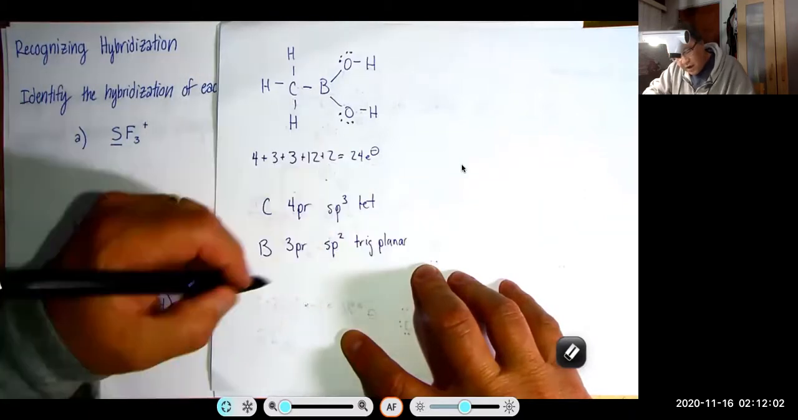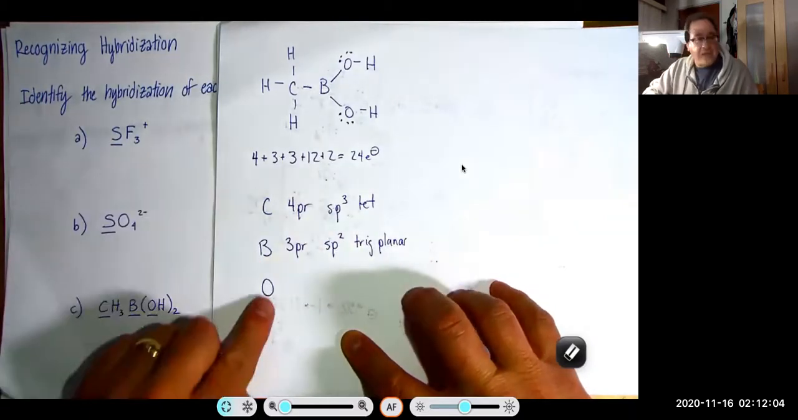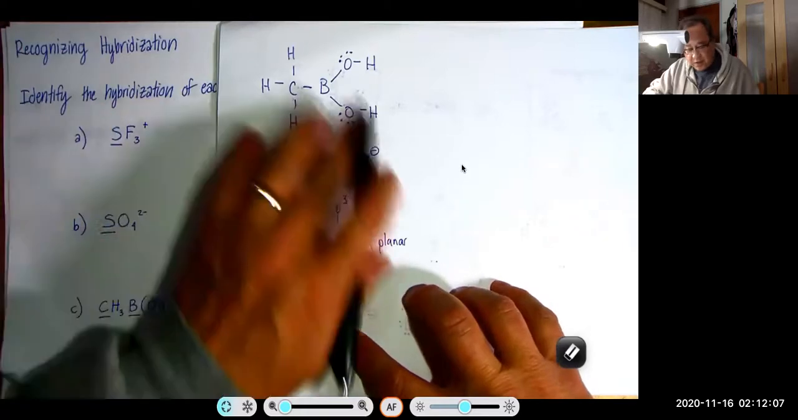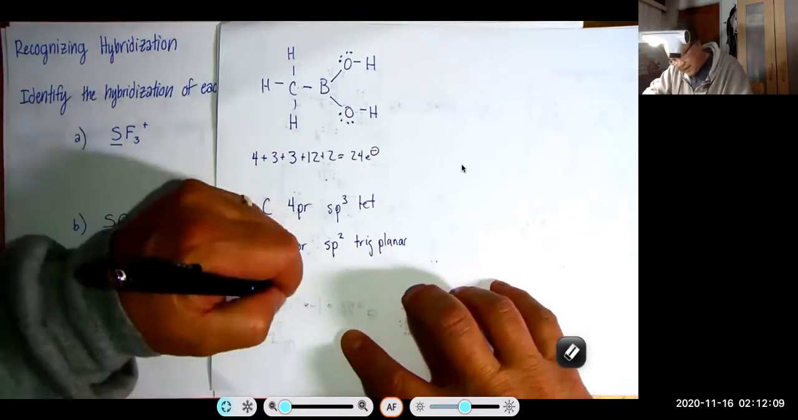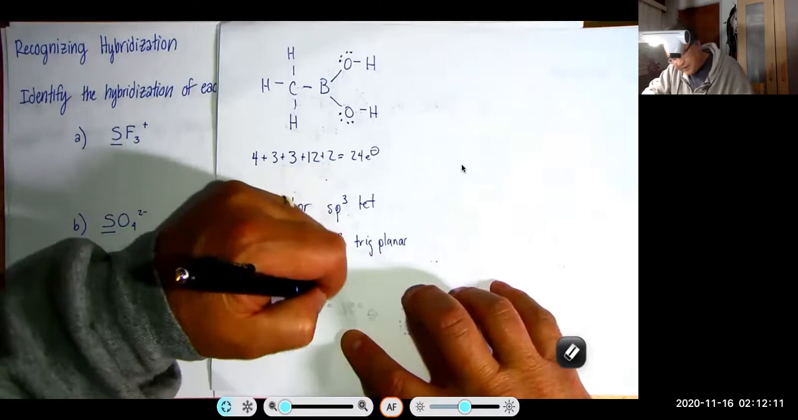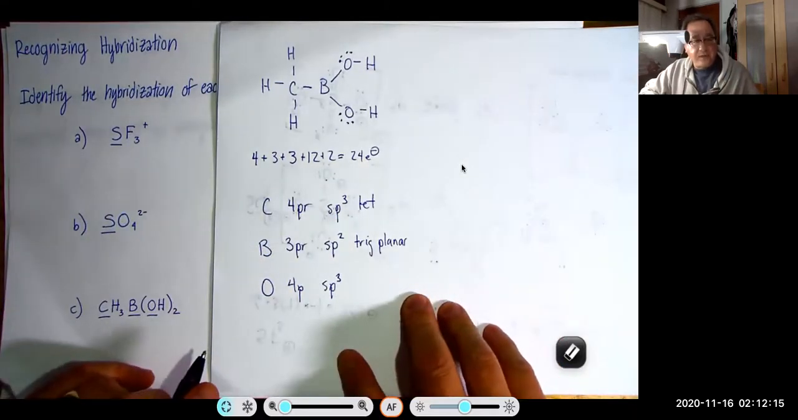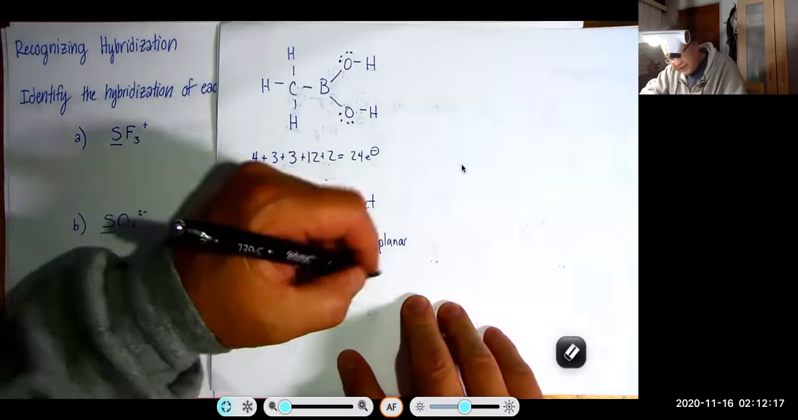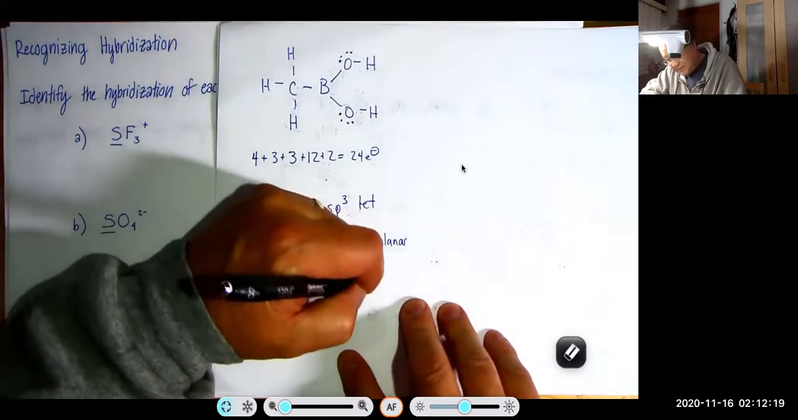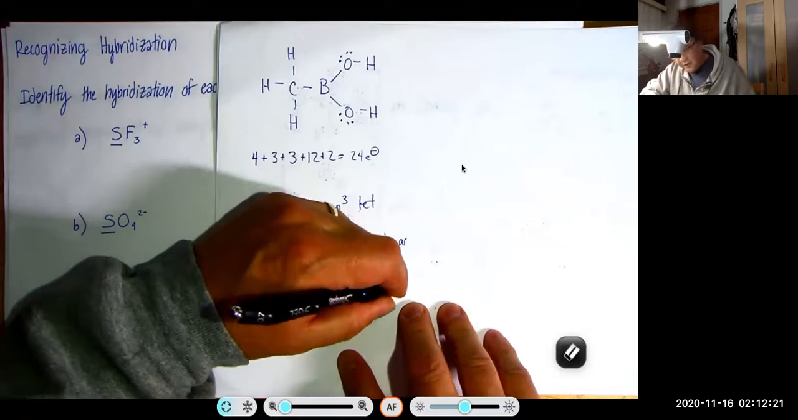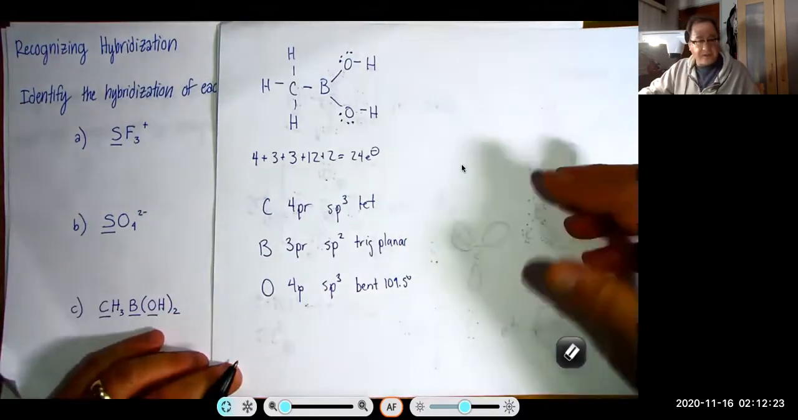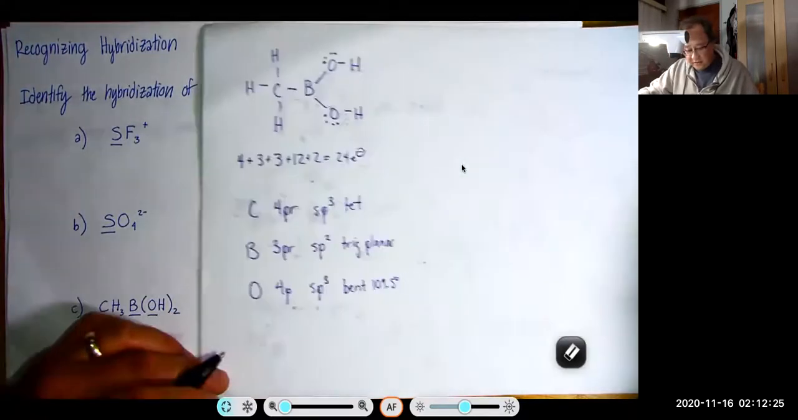What about both oxygens? So I'm going to write one oxygen down because they both are represented the same way. 4 pair, and it's going to be sp3 hybridized. The orbitals will be tetrahedral in orientation, but the molecular geometry is bent. And it's about 109.5. So we can actually draw this and kind of show all of that.